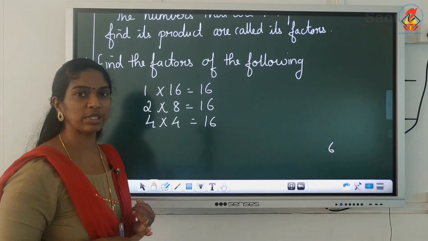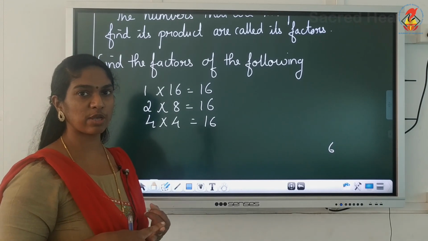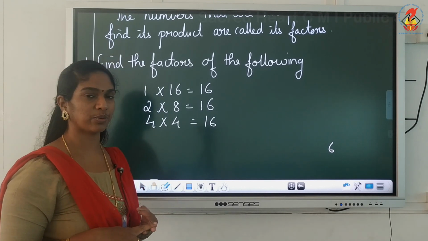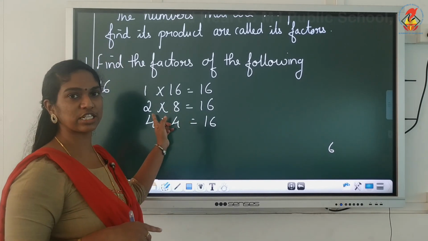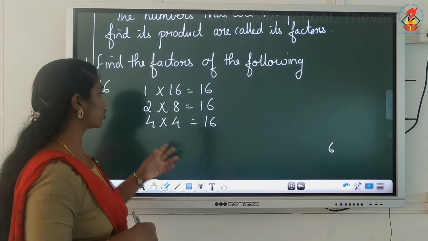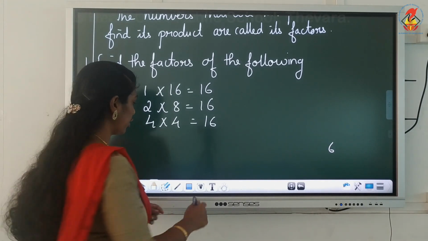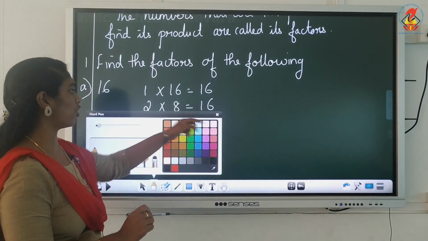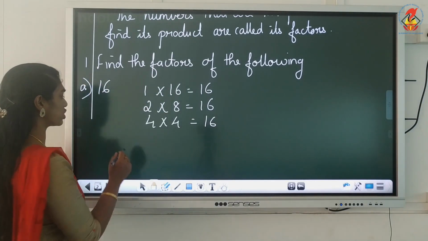You go to 5's table? No. 6's table? Do you have 16? 7's table? No. 8's table? Again, yes. 8 into 2 is equal to 16. So we are not going to write that again because we have already written 2 into 8 is 16. So you can stop over there.